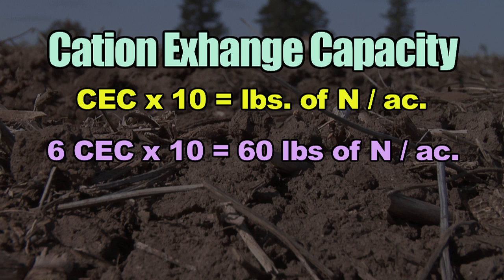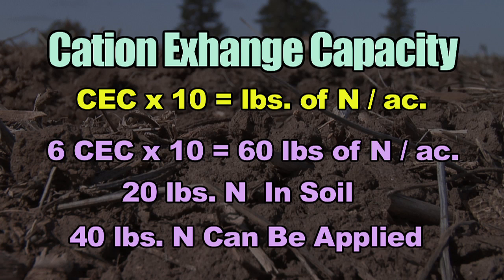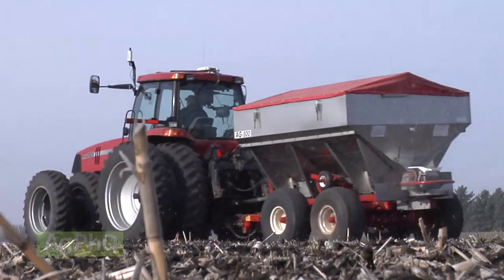So here's just a quick example. Let's say I had a cation exchange capacity or CEC of 6. 6 times 10 is 60 pounds. Let's say I already have 20 pounds in the soil. That means I can apply 40 pounds. But you say, whoa, I want to raise 200 bushel corn. I want to put 200 pounds of nitrogen out. Okay, well, you can only put 40 out right now.